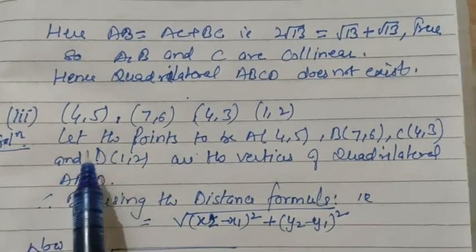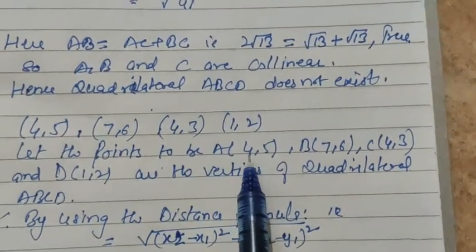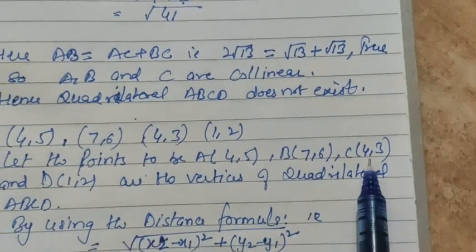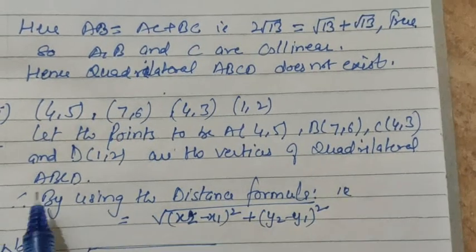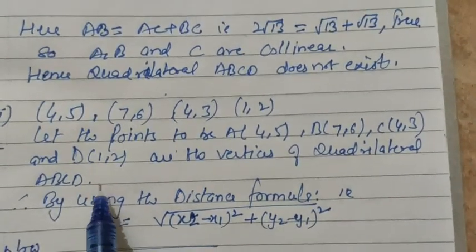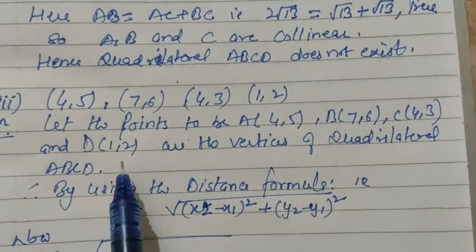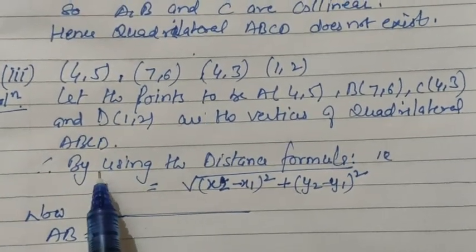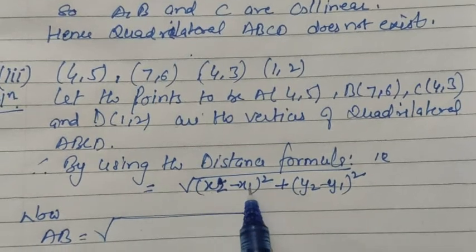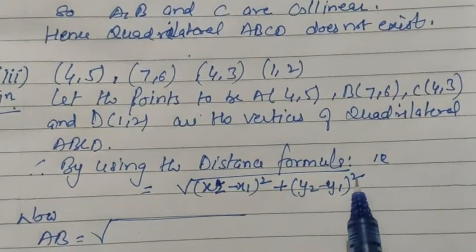So let's start. Let the points be A (4, 5), B (7, 6), C (4, 3) and D (1, 2), the vertices of quadrilateral ABCD. You can denote them by any other names, P, Q, R, S, L, M and O, whatever you want. So now by using the distance formula, that is x2 minus x1 whole square plus y2 minus y1 whole square.